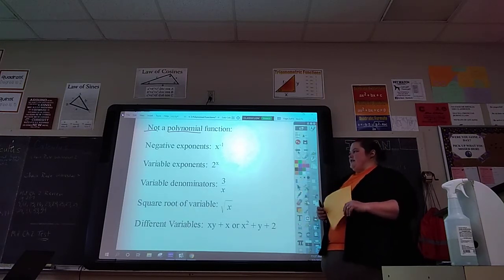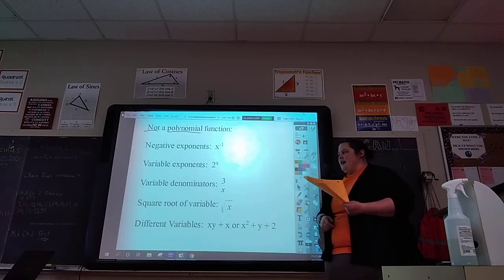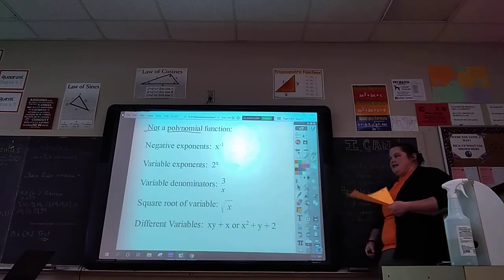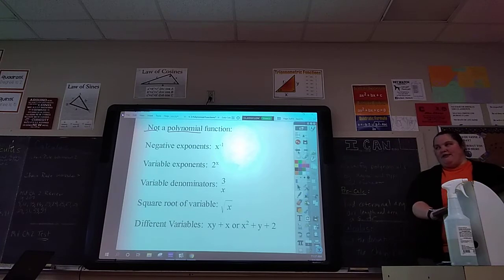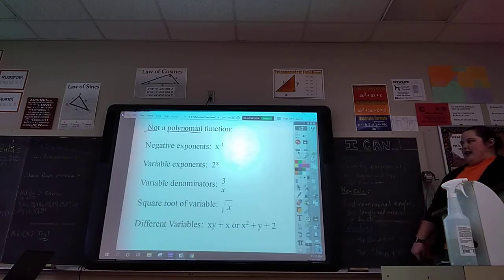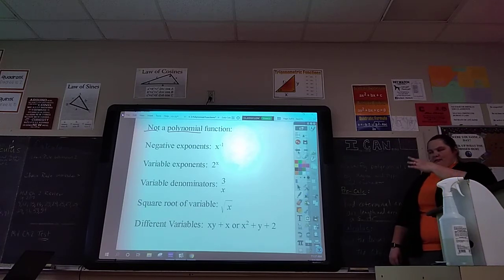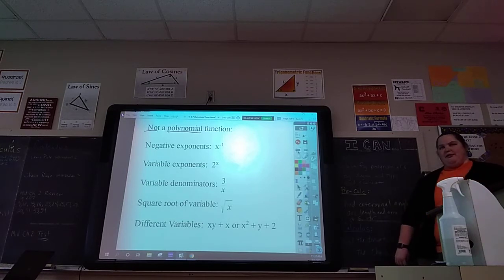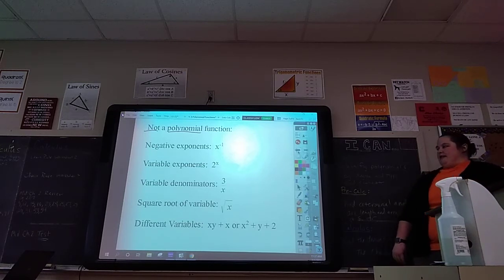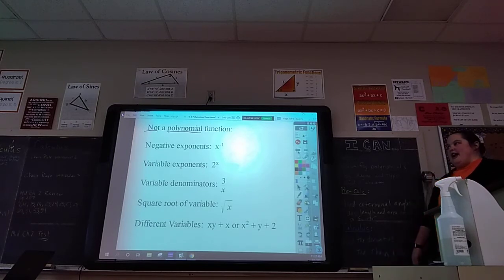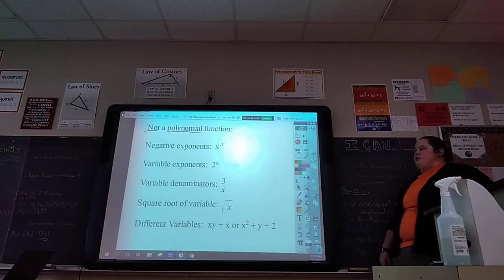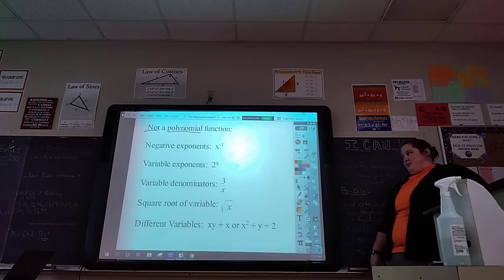So if you see any of a term like this in one of your polynomials, it's not a polynomial function. So these are the 5 things you can't have. And with this one, I made it more of a list and put a little example of what it looks like next to it. So when you see negative exponent, that one's pretty straightforward. But variables in the denominator, square roots of variables. If you see something like that within your equation, within your function, it's not a polynomial function.